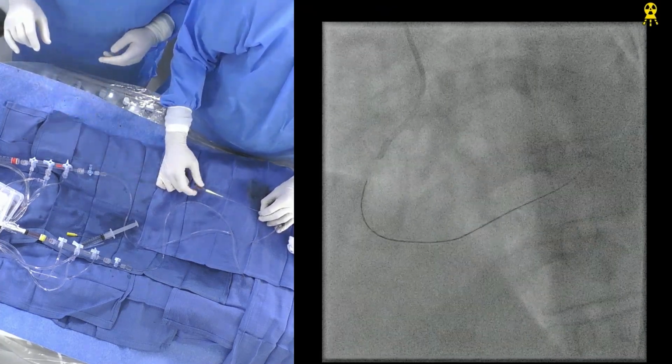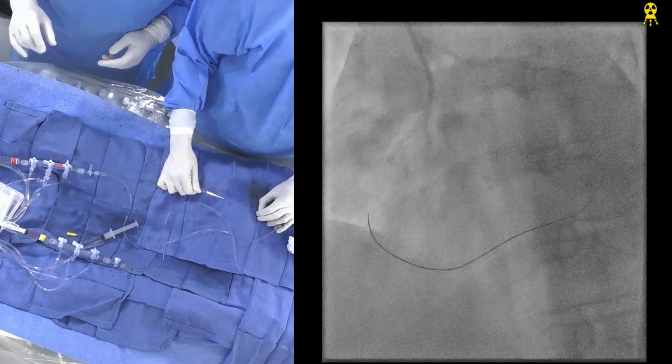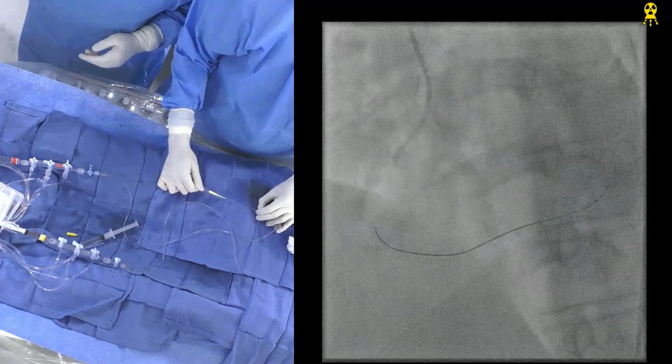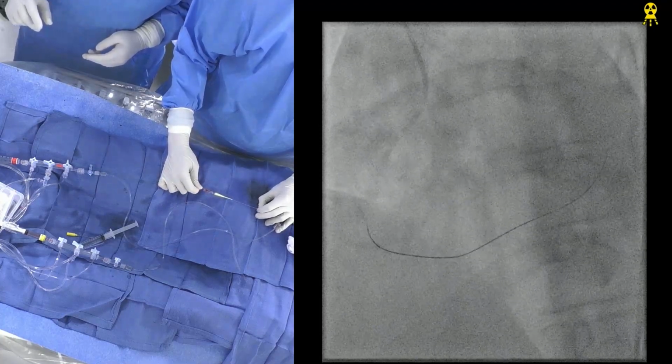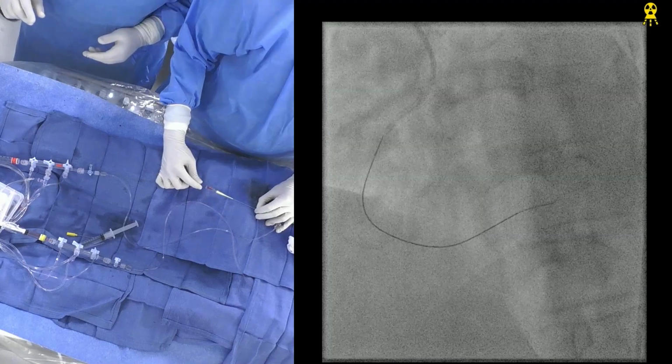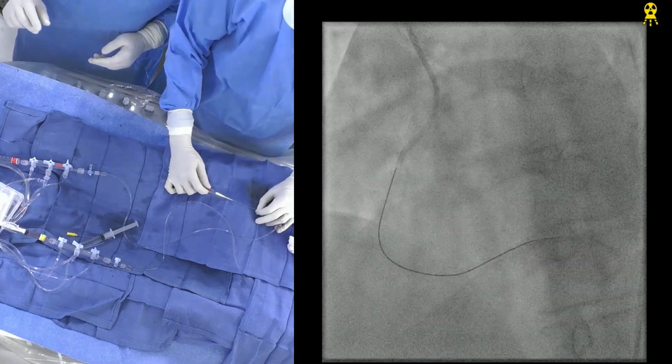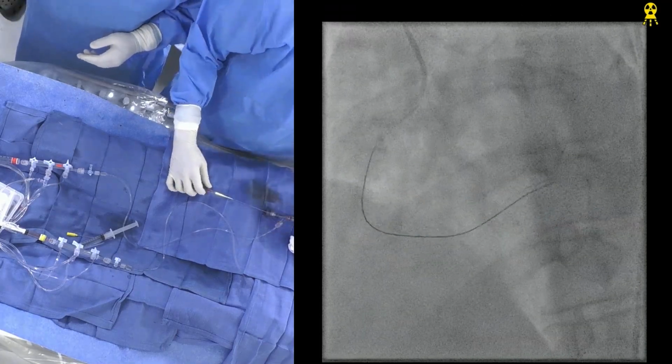So now we are advancing. If you can see my wire hand movements, I am advancing, and now I pull the wire back. Can you focus on my hands with the ceiling camera? Yep.